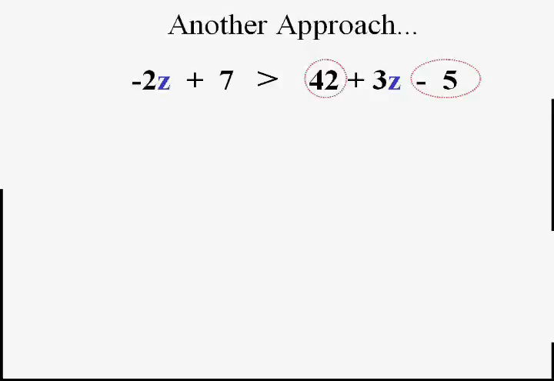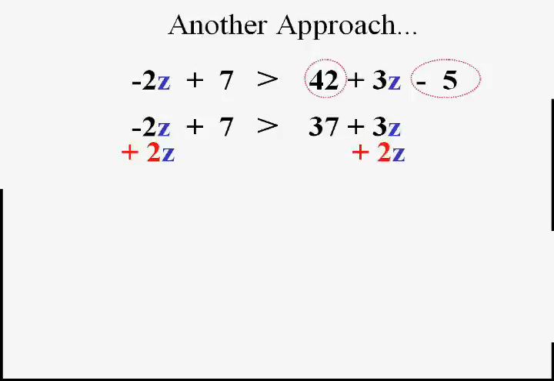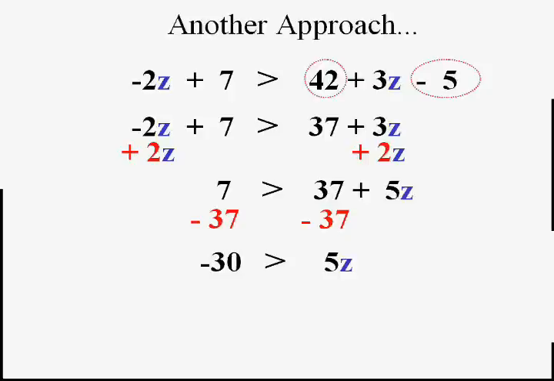We can still begin the same problem by combining like terms, but instead of subtracting a 3z from both sides, how about adding a 2z to both sides. Watch what happens here. I'll have 1z on the left and 5z over on the right side. Now who's bothering the z? Now the 37 is a problem. And I'll subtract him from both sides. Now I'll be dividing by 5.